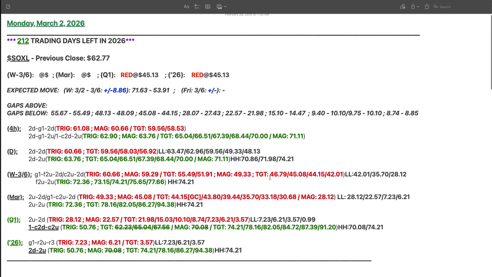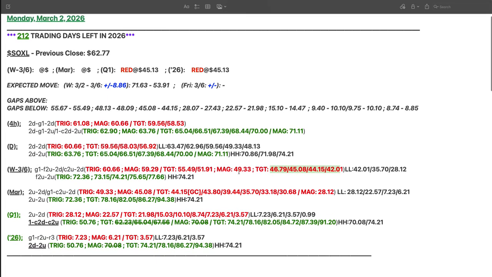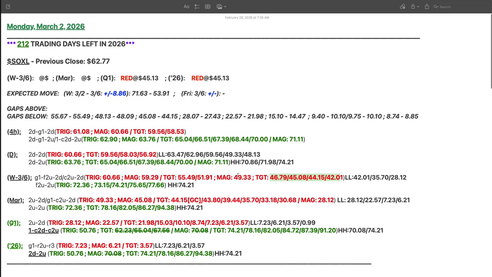In case we go lower, we do have the extended targets out here for you, but we're looking for 49.33 as probably the end move if that does get triggered. Now to the upside, we would just have this failed 2 up continuation at 72.36 triggering before we've got the extended target of 73.15. 74.21 is the all-time high. Then we've got a couple of more extended targets listed out here for you.